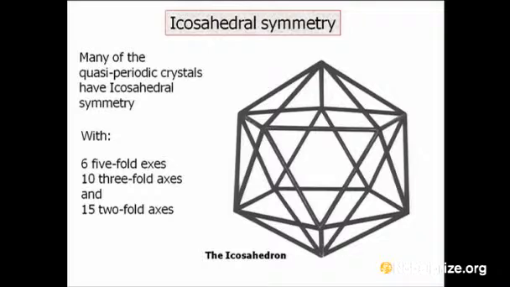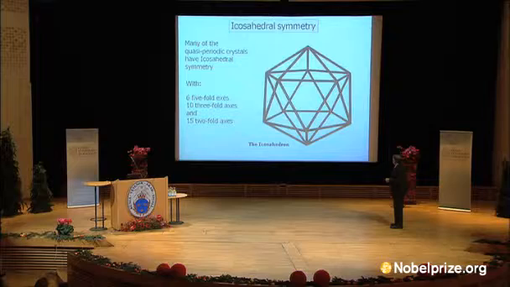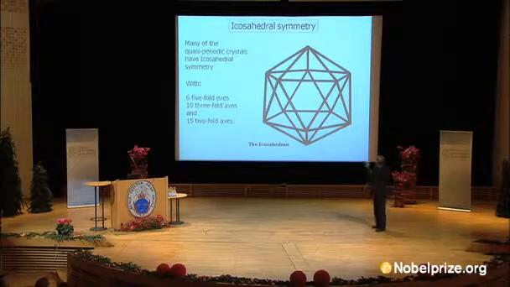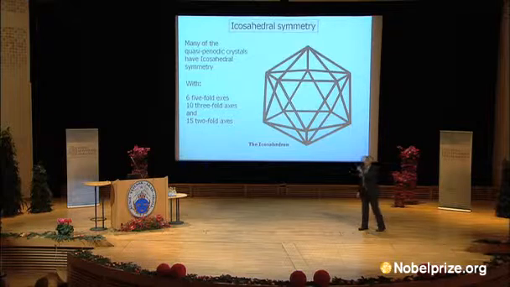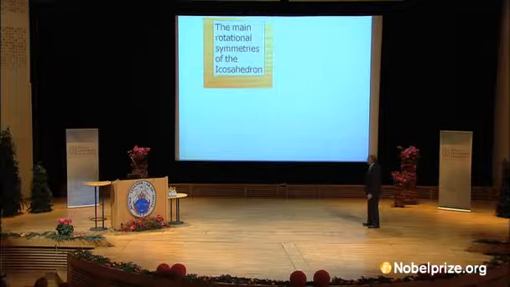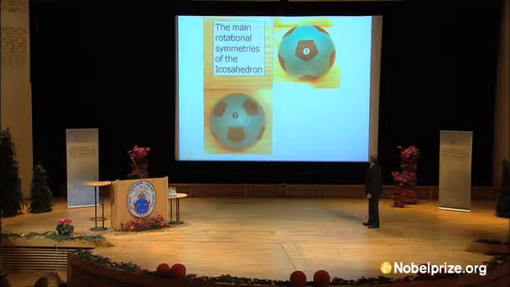Now, if you look from this point to the center, you'll have five-fold rotation symmetry. It has 10 three-fold axes. If you look straight here, you see a three-fold rotation symmetry. And if you look from this point to the center, or from this point to the center, you see a two-fold rotation symmetry, and we have 15 of them in an icosahedron. This explains exactly the structure of the icosahedral phase, and this is why the name was given to it. And the main rotation symmetries of the icosahedron are similar to those of a football.